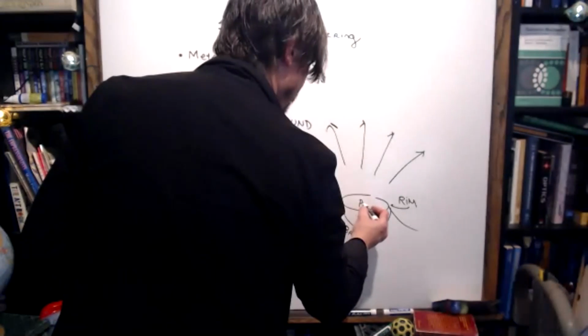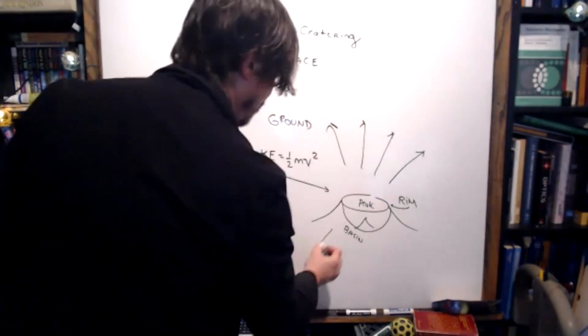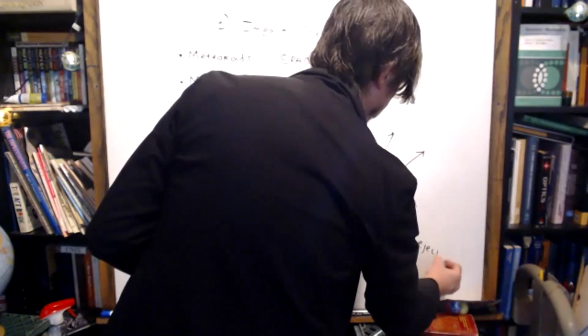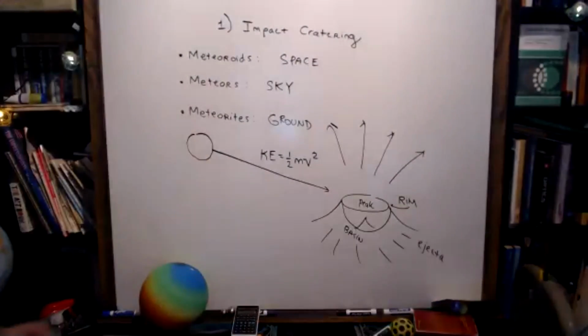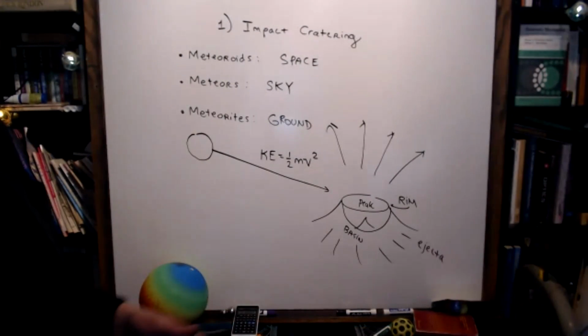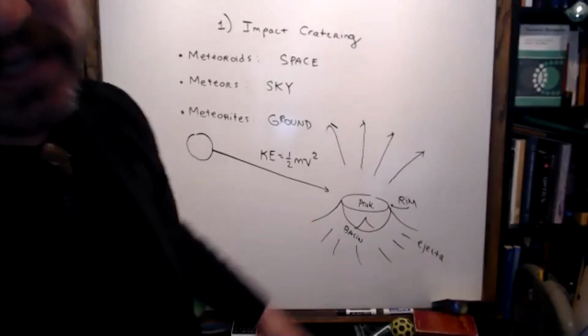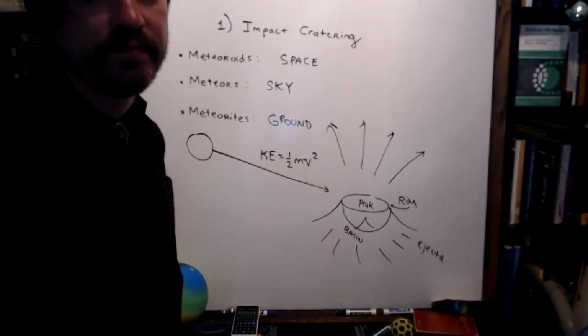You'll have a peak, and then you get rays of ejected material. That's a little diagram of a crater there. Rim, peak, basin, ejecta. They sometimes call them rays.